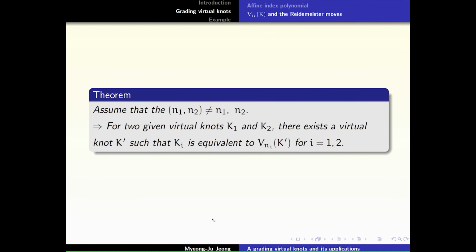And we can also show the following theorem by considering the connected sum of virtual knots. If the greatest common divisor of n1 and n2 is neither n1 nor n2, then we can show that there exists a virtual knot K prime so that Ki is equivalent to V_ni K prime for each i.